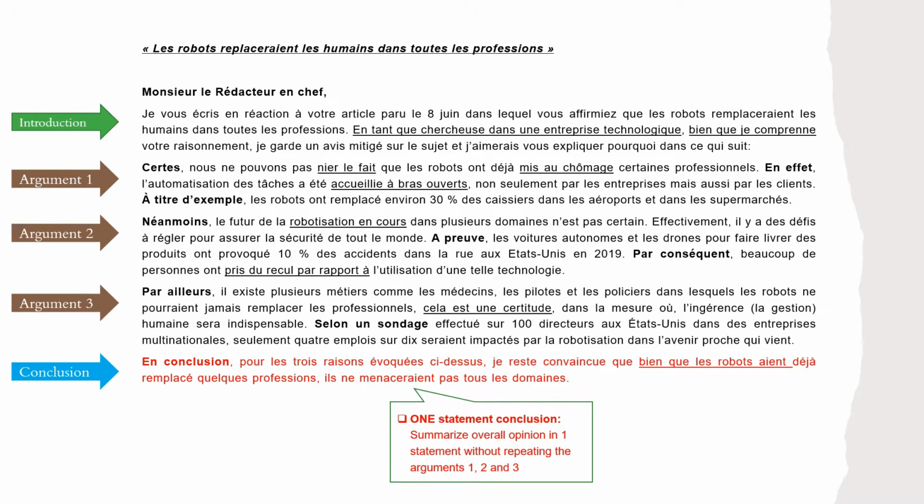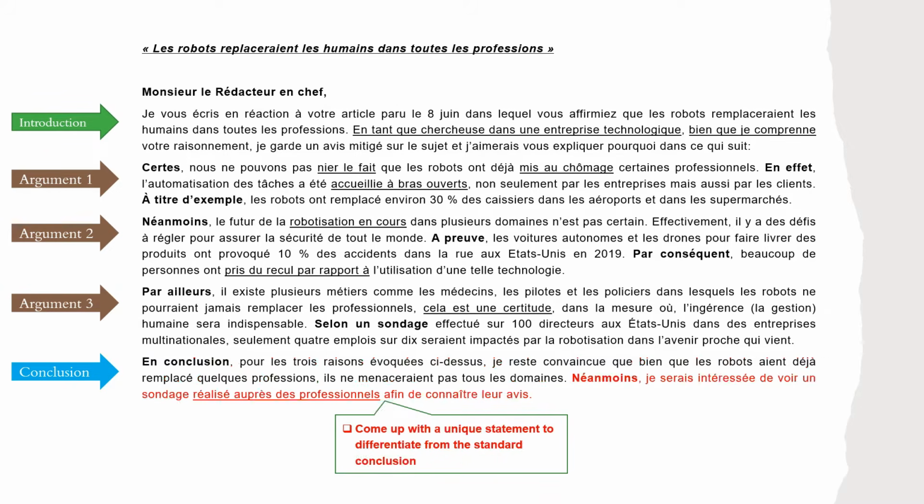Now, the next element of conclusion is basically to make it slightly different from the standard format that people generally use. So, in the second statement, in conclusion, I'm saying, "Néanmoins, je serais intéressé de voir un sondage réalisé auprès des professionnels afin de connaître leur avis." So basically, it means that, however, I would be interested to see a survey of professionals in order to know their opinion as well.